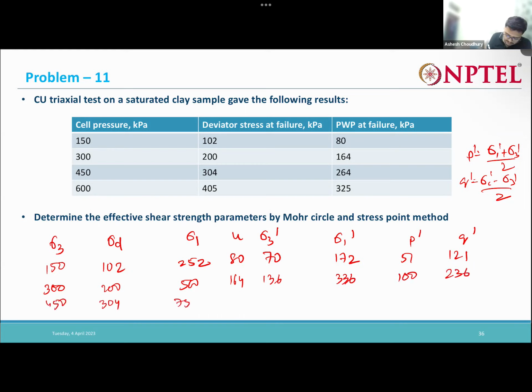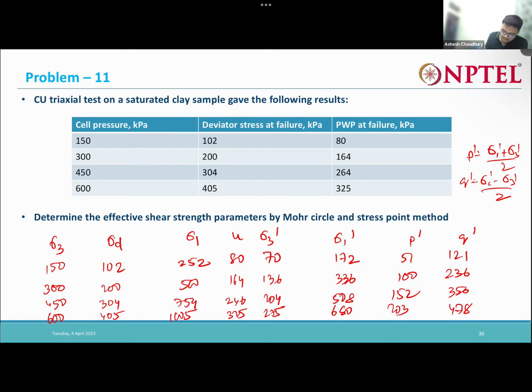Then 450, 304, 754, 246, 204, 508, 152, 356. Then we have 600, 405, 1005, 55, 275, 680, 203, and 470. Okay, we got these values.